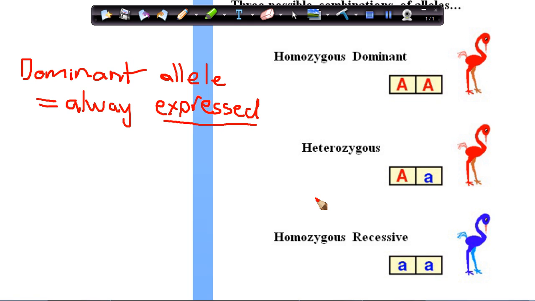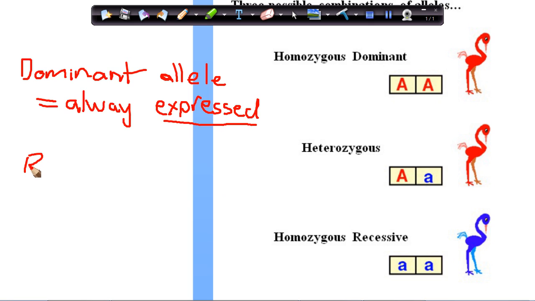We tend to use upper and lower case letters, capitals and little letters, to show which allele, which version of the gene, is dominant and which one is recessive. So the dominant allele here is the allele for red color, so we've given that a capital A, and the recessive allele is the little a for blue color.